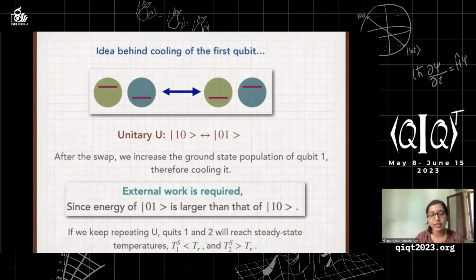So this refrigerator is not self-contained. However, if we keep on repeating this unitary operation continuously, gradually the 2 qubits 1 and 2 will reach steady state temperatures. This one will reach T1s, which is less than TR, and this will reach T2s, which is greater than TR. But here an external source of energy is required.